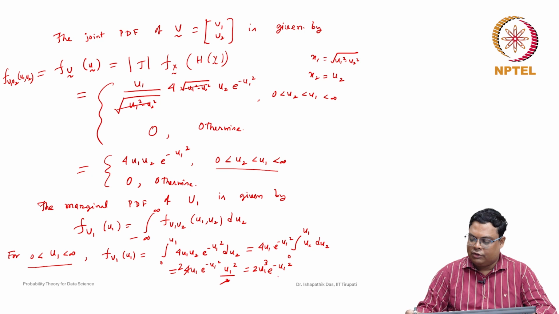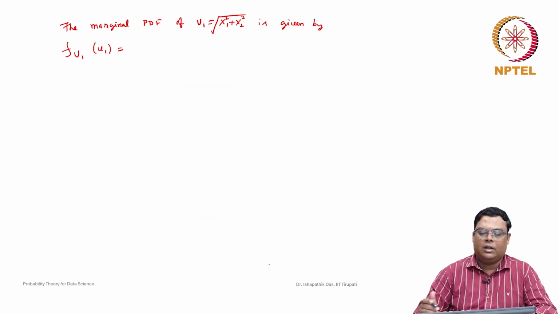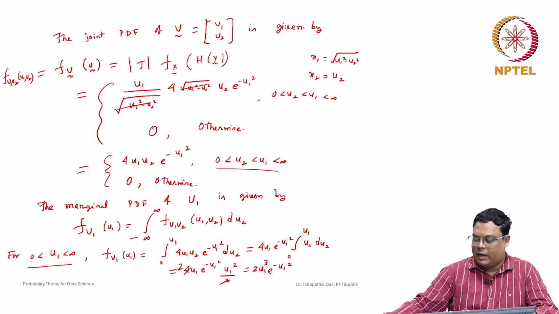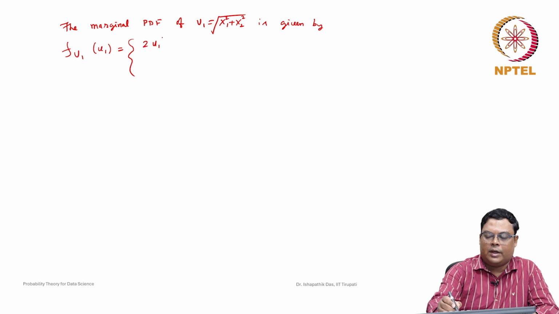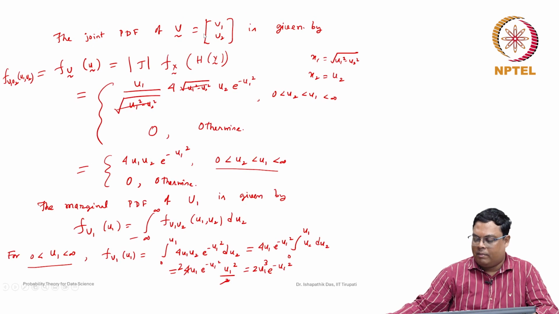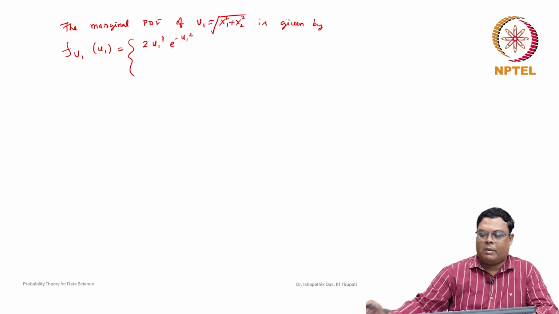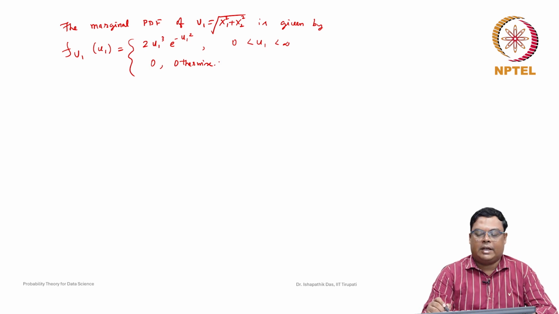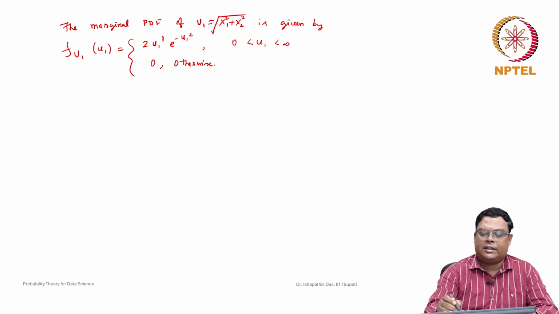Because it has to be a density, if you do the integration, this will be 2 u1 cube e to the power of minus u1 square whenever 0 is less than u1 less than infinity, and this is equal to 0 otherwise. So you can see that if this satisfies this, then this is the density function. I just wanted to check whether your calculations are correct.